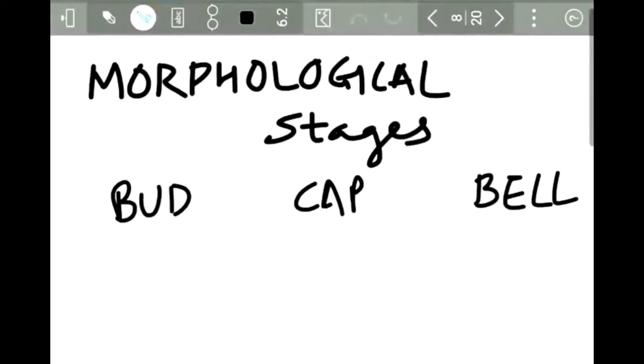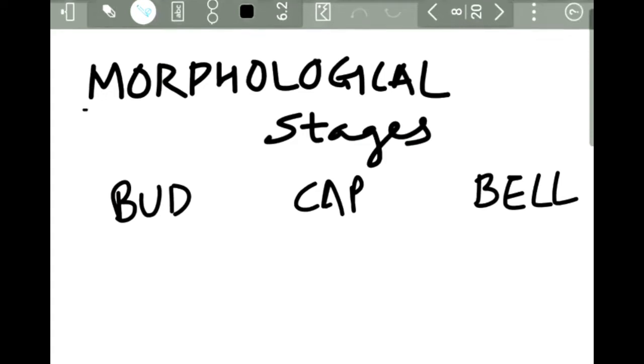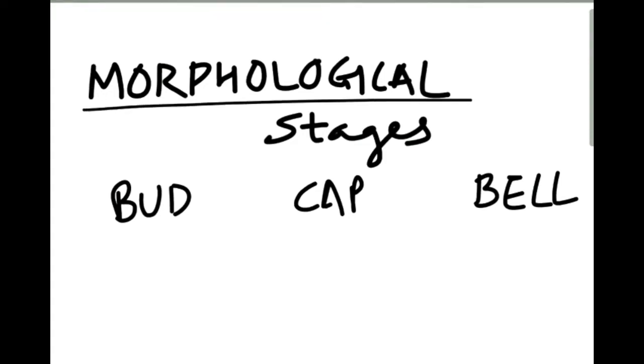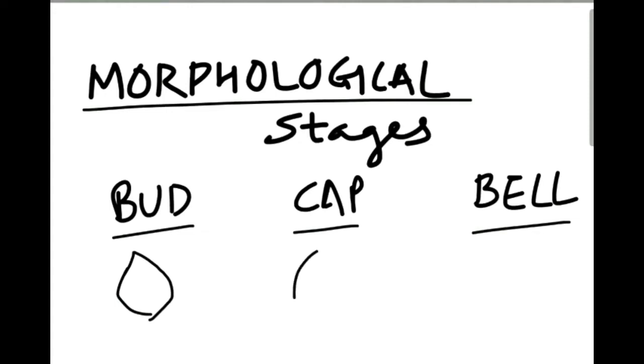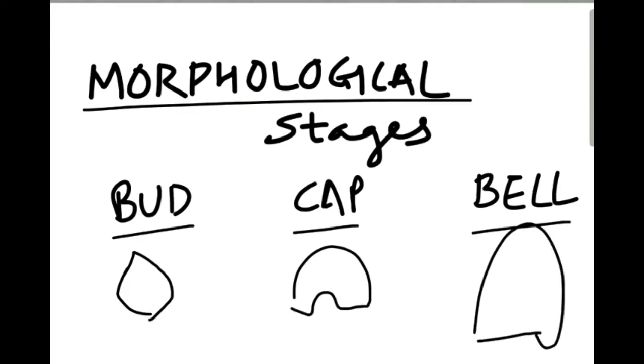So after understanding these basics, let's now study the morphological stages of tooth development, which are the bud stage, cap stage, and the bell stage. They are named so after the shape of the enamel organ in the respective stages. In the bud stage, the enamel organ appears as a flower bud. In the cap stage, it appears as a cap, and in the bell stage, it appears as a bell.